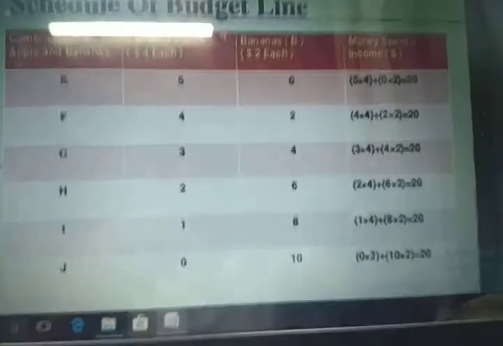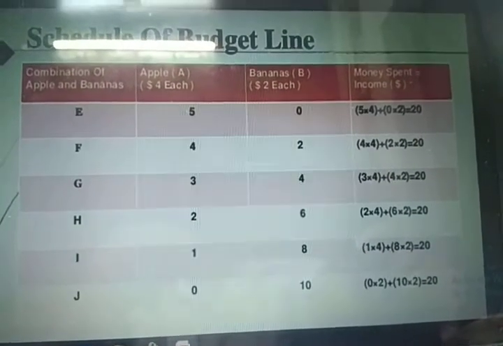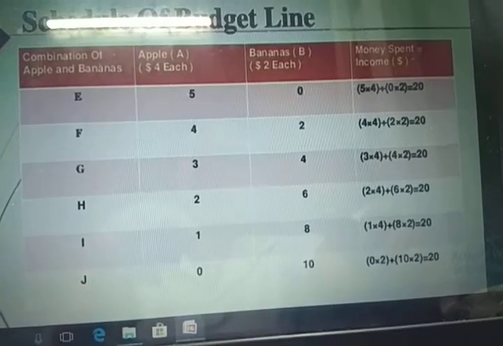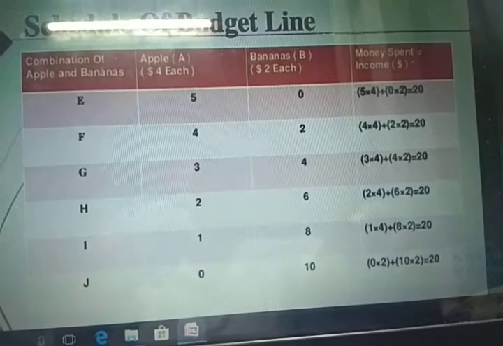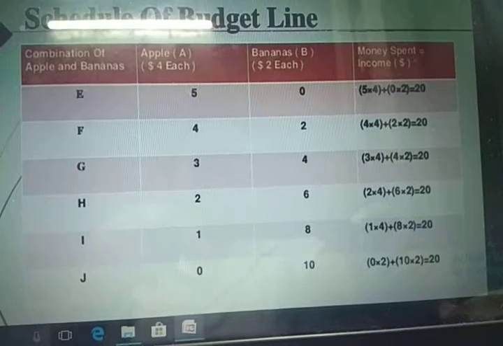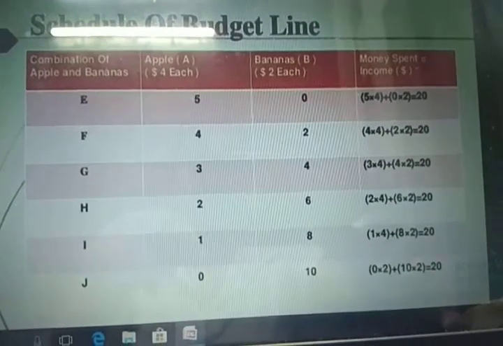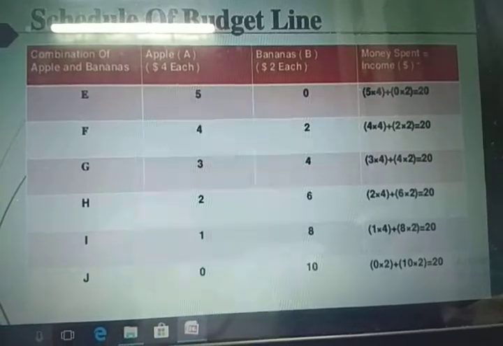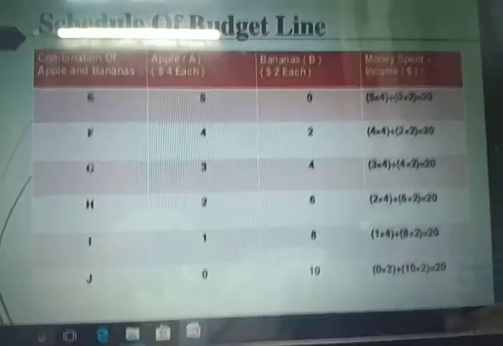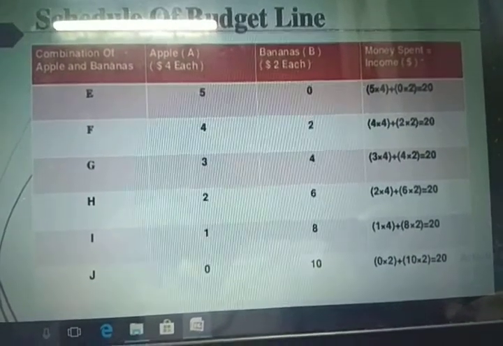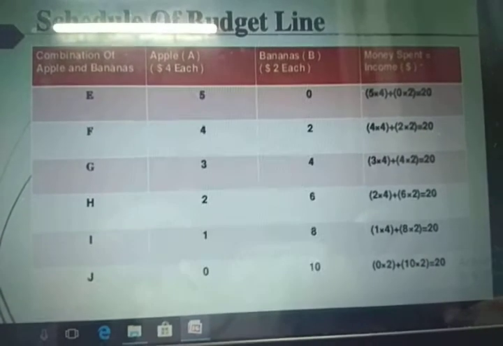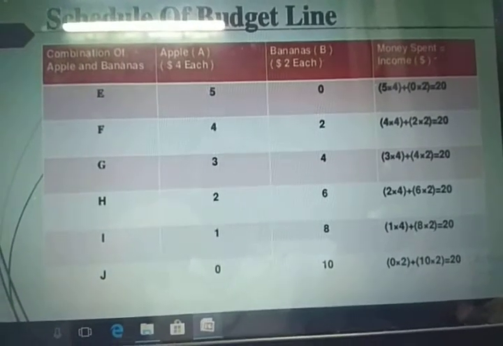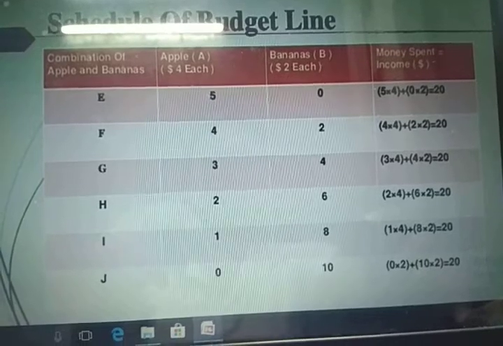Now, if the consumer wants to increase the consumption of banana, for example, if the consumer is sacrificing 1 unit of apple, let's say from 5 to 4 at combination F, how many units can he gain of banana? Obviously 2, because the price of banana is just half of the price of apple. So now the consumer is spending 4 into 4, that is 16 rupees on apple, and 2 into 2, that is 4 rupees on banana, and the total comes to 20 rupees. That means he is spending the total money income in case of budget line, as the meaning says.